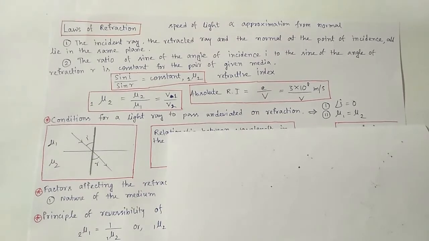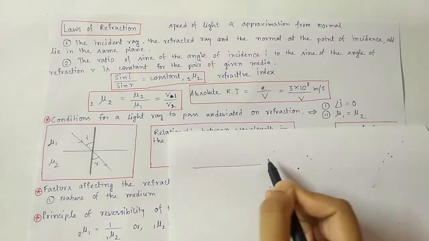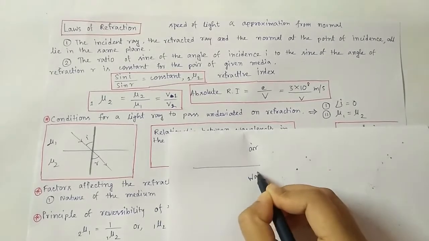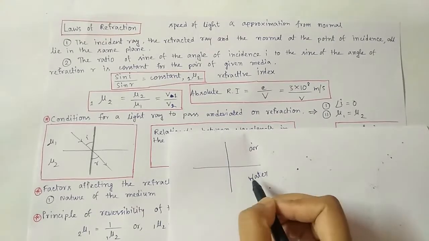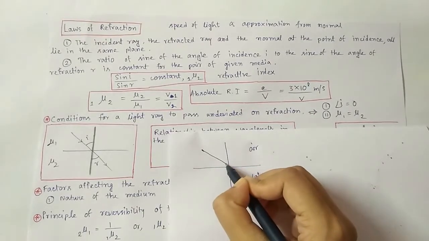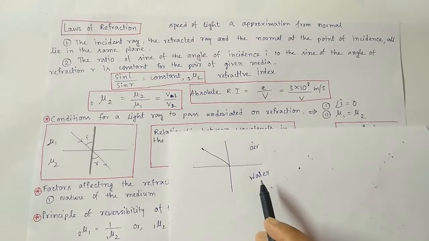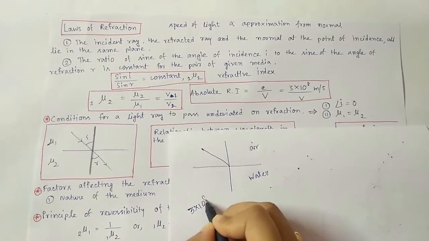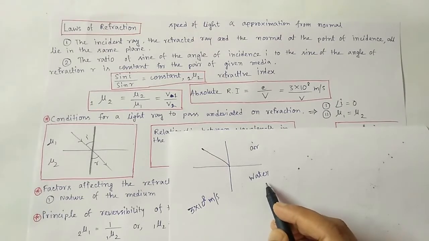Refraction is only observed when you pass light from one medium to another medium. Suppose this is the boundary between two media, this is the air medium and this is the water medium, and this is the normal I have just drawn on the boundary of these two media. Suppose light is passing from air medium to water medium. As the velocity of light is maximum in air and vacuum, it will be 3 into 10 to the power 8 meters per second.